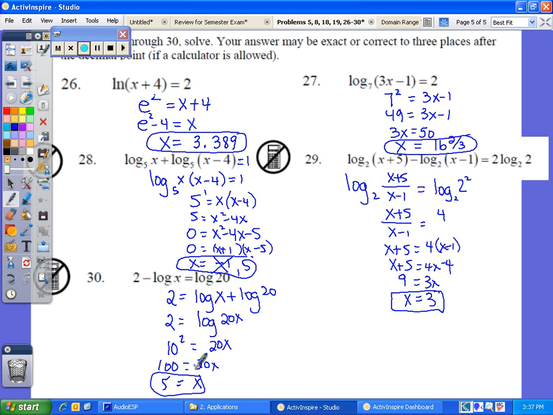Not so fast. We need to check the replacement or substitution. If we put 5 in the original equation, the log of x is 5, is positive. We're good. So that is your final answer, and you have solved 5 log equations.